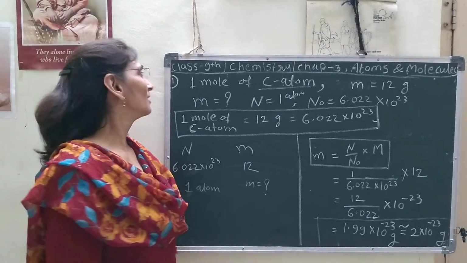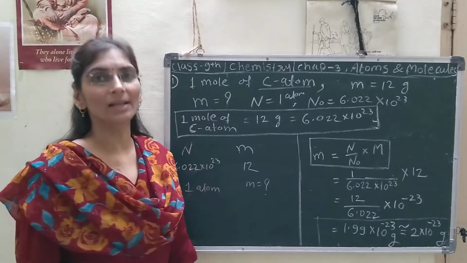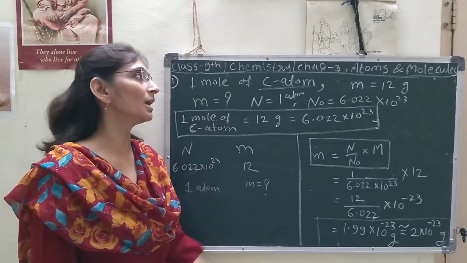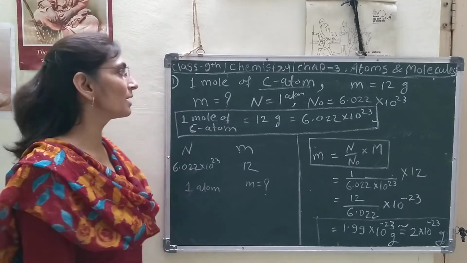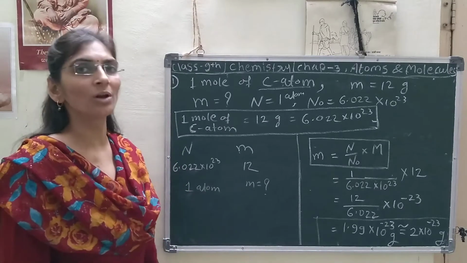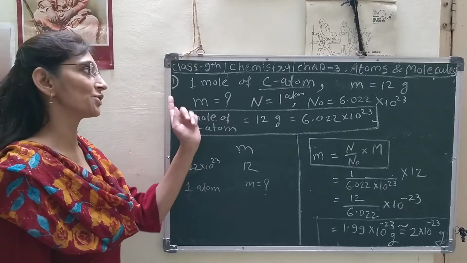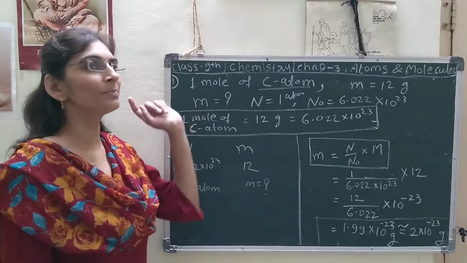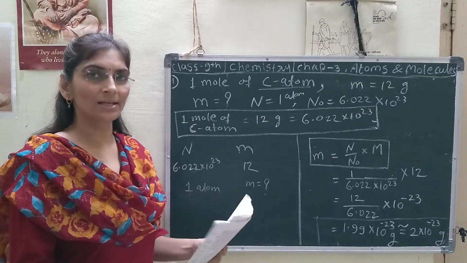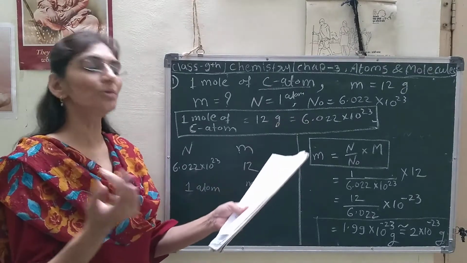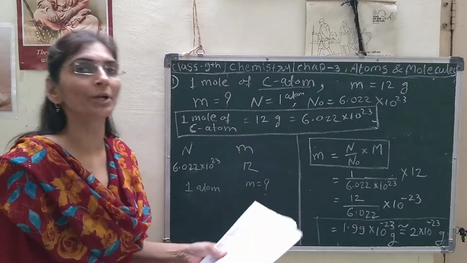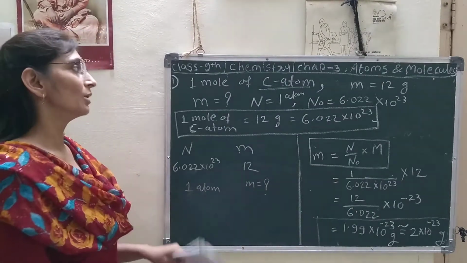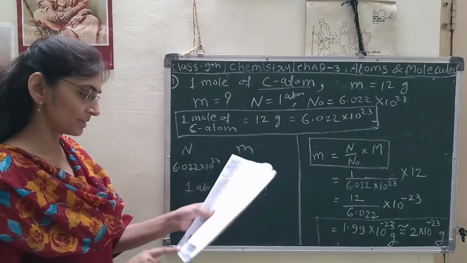Good morning students. Today we will see class 9 chemistry chapter number 3, atoms and molecules. We are solving the numericals depending on the mole concept. In today's lecture we will solve the numericals from your exercise, which is on page number 42 of the NCERT book. So the first problem is there.